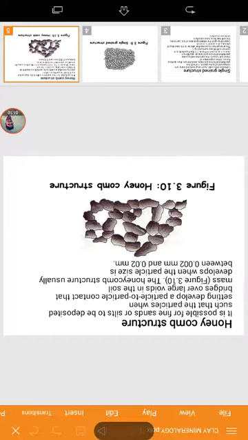Honeycomb structure. It is possible for fine sands or silts to be deposited such that the particles, when settling, develop arches over large voids in the soil mass. Figure 3.10. The honeycomb structure usually develops when the particle size is between 0.02 and 0.002 millimeters.